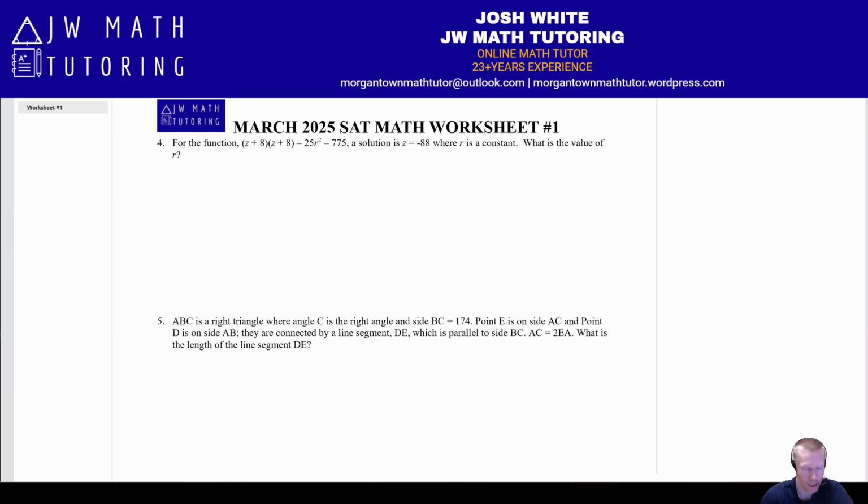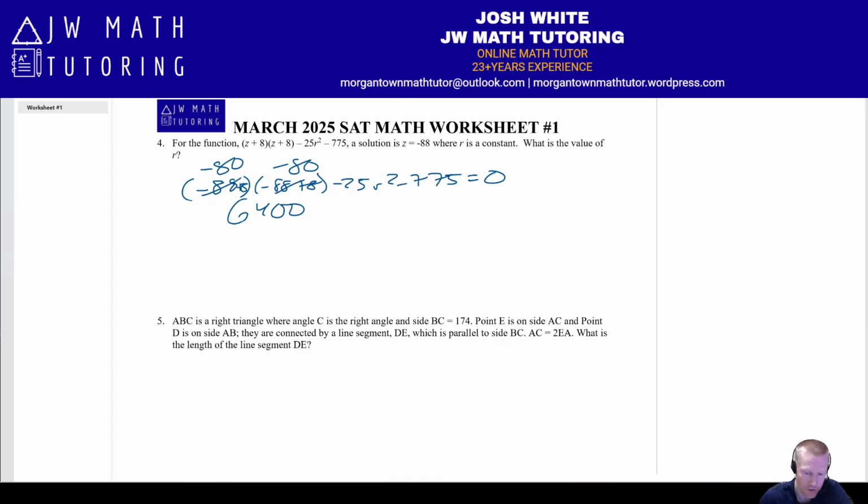So all that means is when you plug in -88 plus 8, you are going to get 0 as your output. So you just go ahead and you can make this -80 and you can make this -80. And then, let's see here, we're going to multiply this to make it positive 6,400. And then 6,400 minus 775 should be 5625.